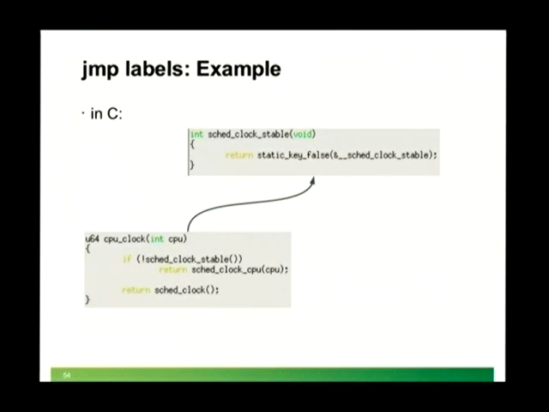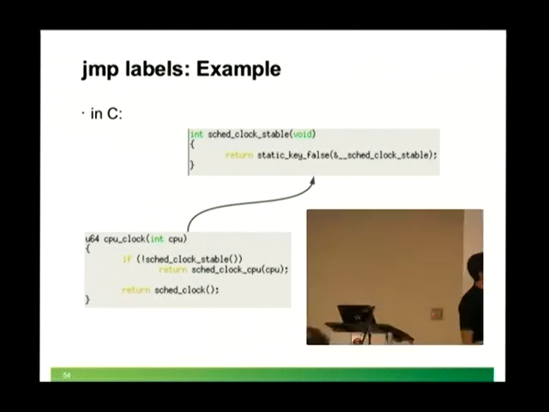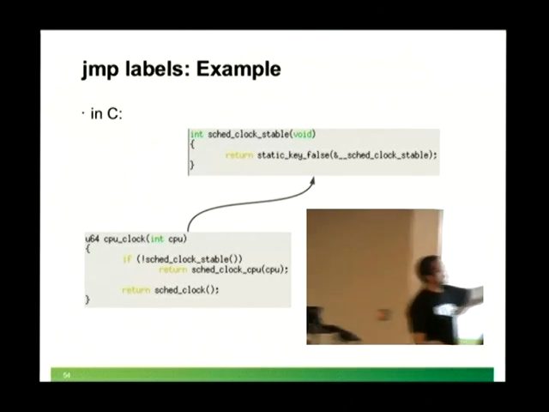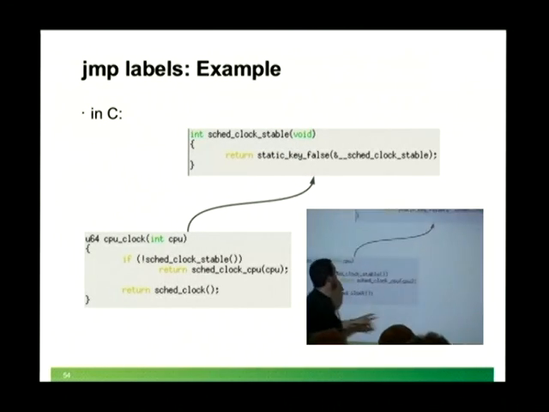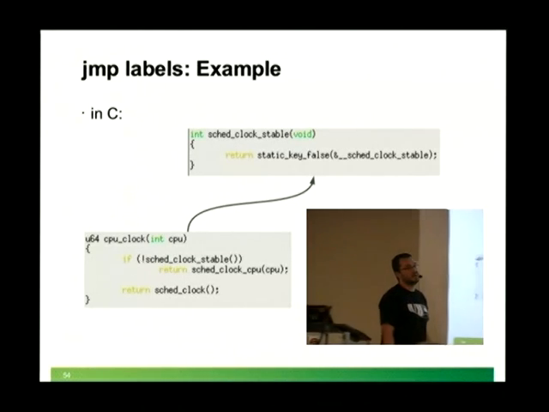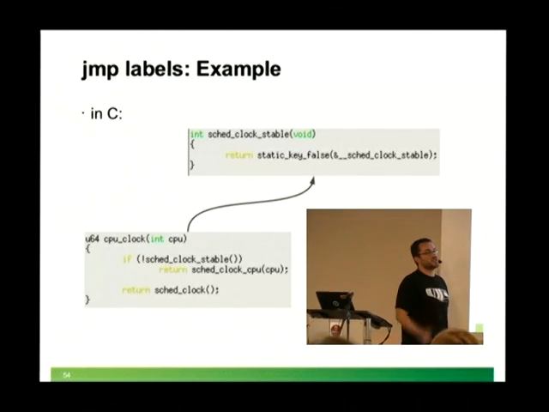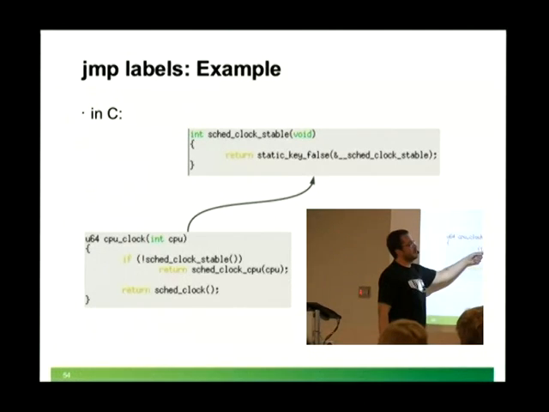How does it look? You want to say, if... this is dumb design, but this is the way you cannot do it differently. You have to do sched_clock_stable, which is a false, and you have to do a negated again. But this is the current design of jump labels, which needs to be fixed. Nobody can understand that.